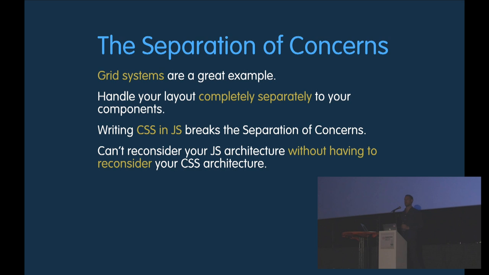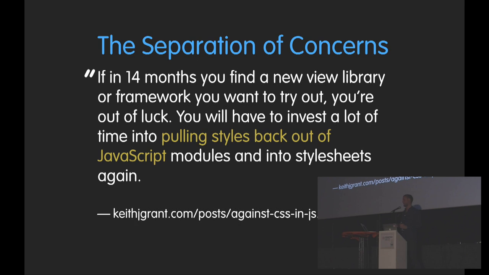A guy called Keith Grant put it way better than I ever could. If in 14 months you find a new Vue library or framework that you want to try out, you're out of luck. You'll have to invest a lot of time into pulling styles back out of JavaScript and into style sheets again. Keeping things nicely decoupled means that we are free to change our minds. We could choose a new JavaScript library and we should be able to keep the exact same CSS. Bundling everything in together means that we've lost that opportunity, we've lost that flexibility.